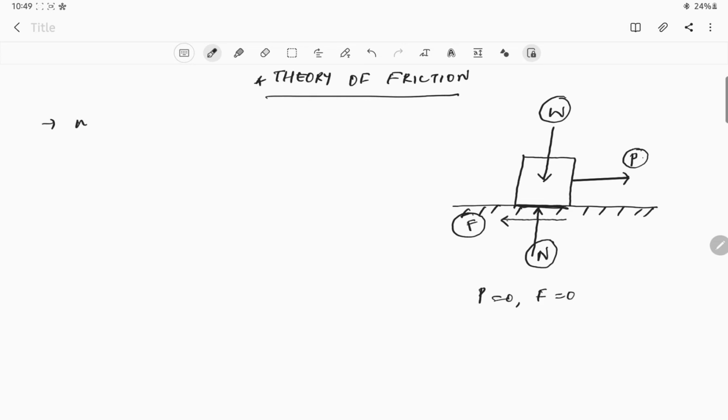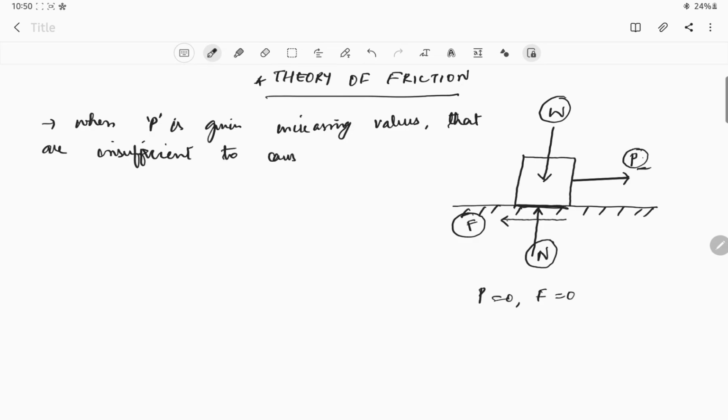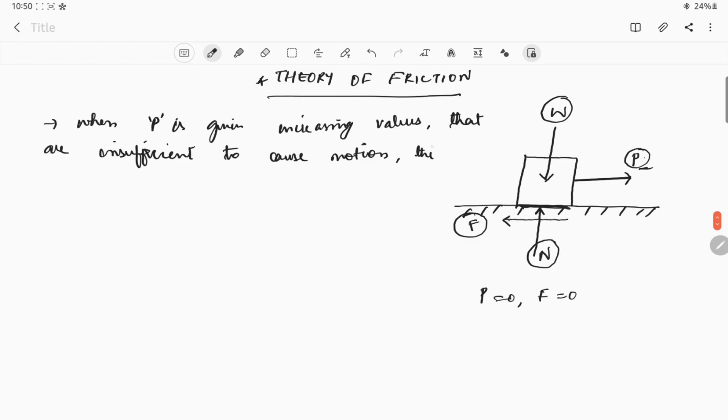So I'll write one sentence here: when P is given increasing values that are insufficient to cause motion, the frictional resistance, or frictional force, increases to maintain equilibrium.